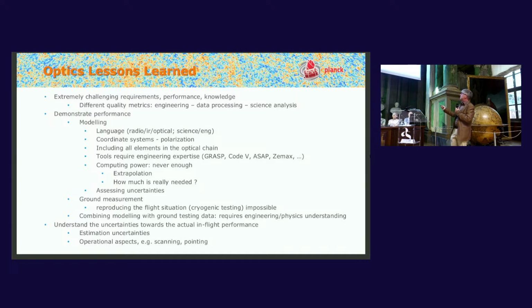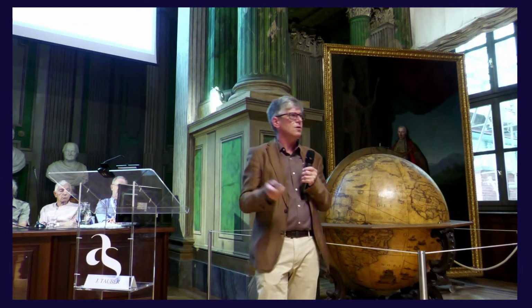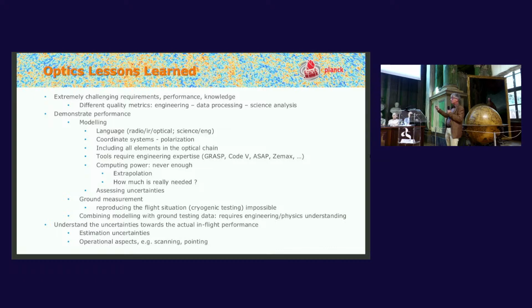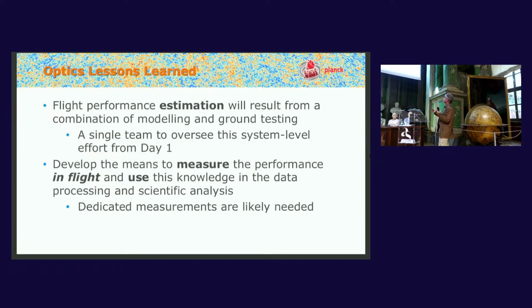And then, of course, when you have done this combination, you are still not certain of the uncertainties at the end, in particular because you have operational constraints, operational aspects which come in, such as scanning and pointing, which also have effect on your beams. Okay, so I would synthesize my lessons learned there into these 2 bullets. First of all, you can only do a flight performance estimation on the ground, and it will be a combination of modeling and ground testing. And the problem is a system problem. So you have to treat this from day one with a single team that can cover all the aspects, engineering to science. Okay? So that would be my recommendation.